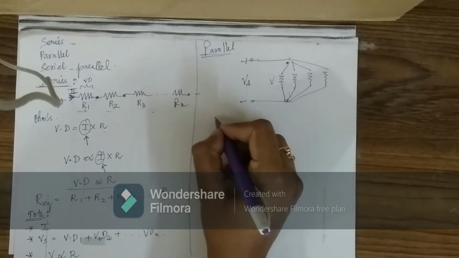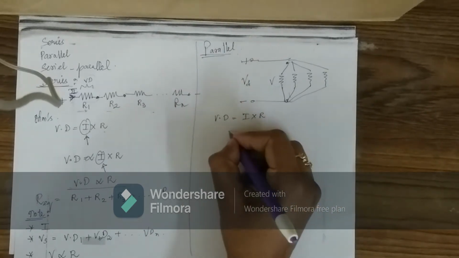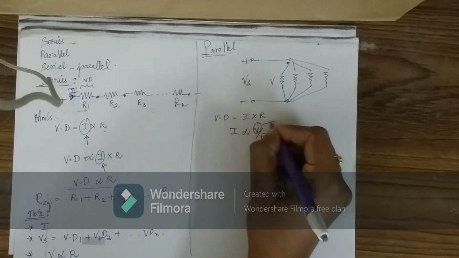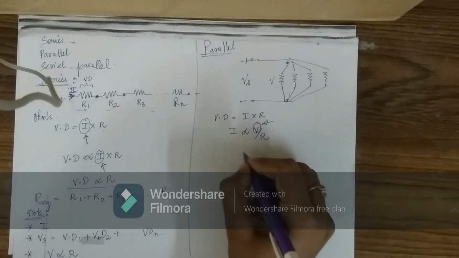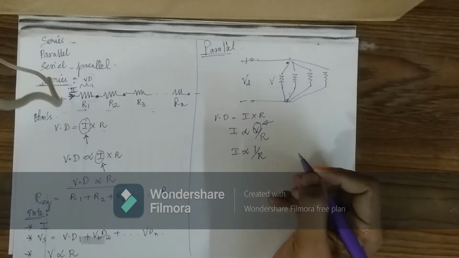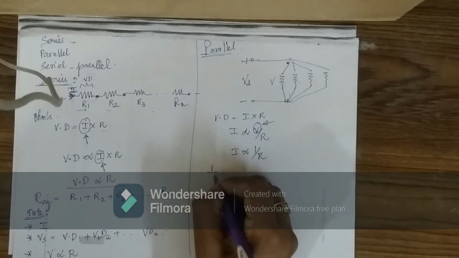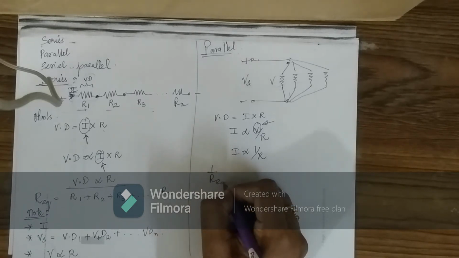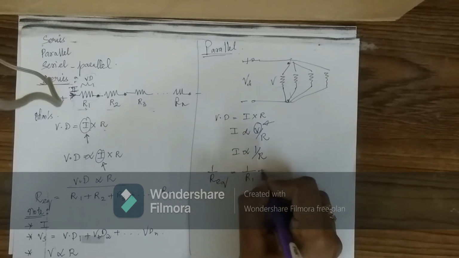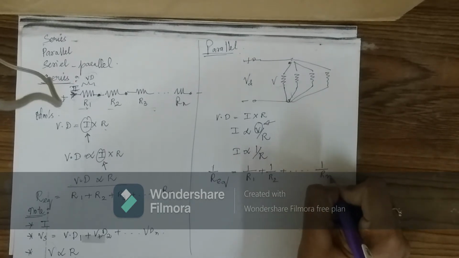Again, as per Ohm's law, the voltage drop is equal to I into R. So I is proportional to V by R. As the voltage drop V is the same, I is proportional to 1 by R. So here the equivalent resistance is given by the arithmetic sum of the reciprocals of the individual resistances. So 1 by R equivalent is equal to 1 by R1 plus 1 by R2 plus up to 1 by Rn.